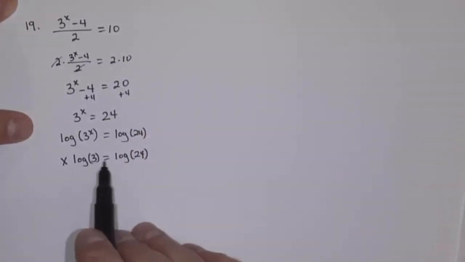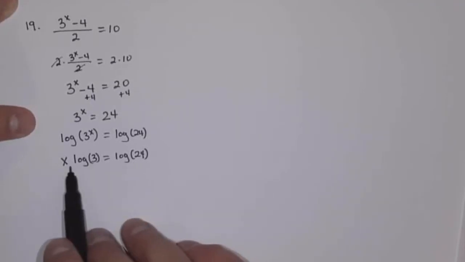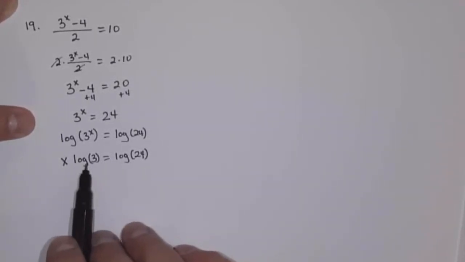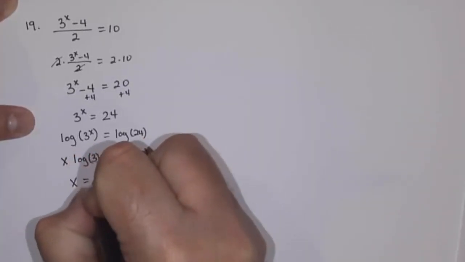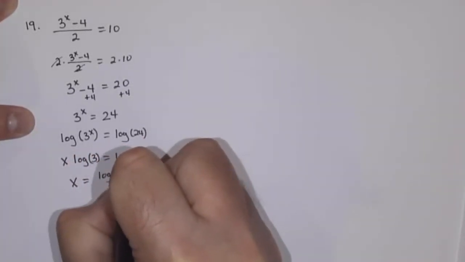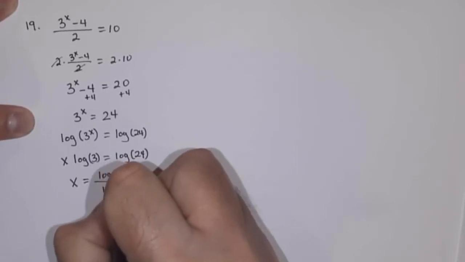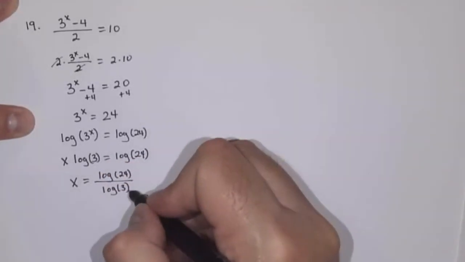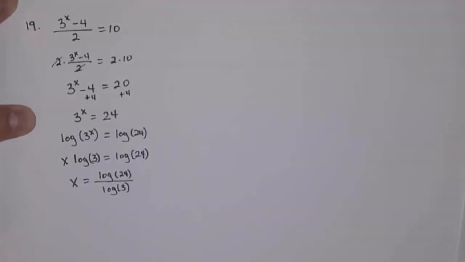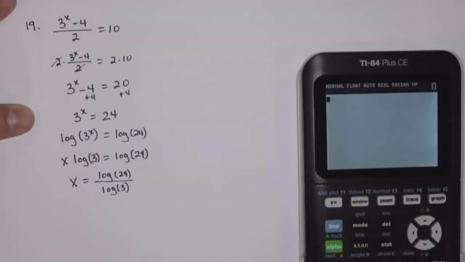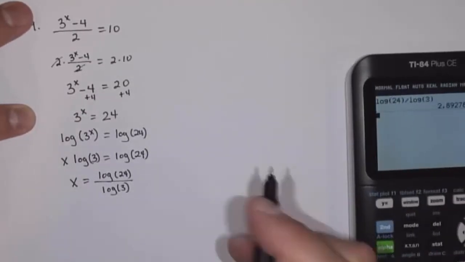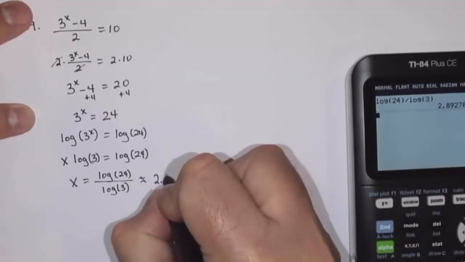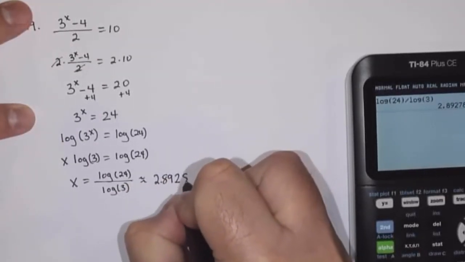The log of 3 is just a weird number. The log of 24 is just a weird number. So in order to solve, I'm going to divide both sides by this weird number. So x is going to equal the log of 24 divided by the log of 3. If I bring in my calculator, the log of 24 divided by the log of 3 is approximately 2.8928 if I round to 4 decimal places.